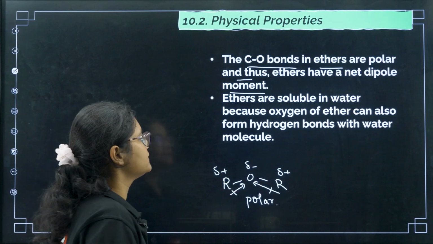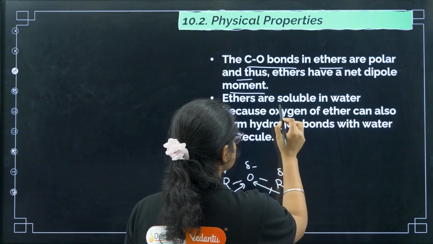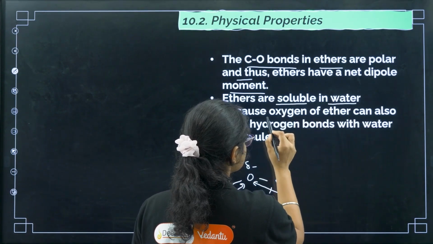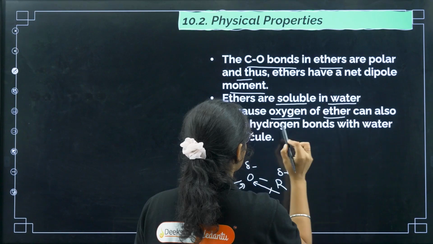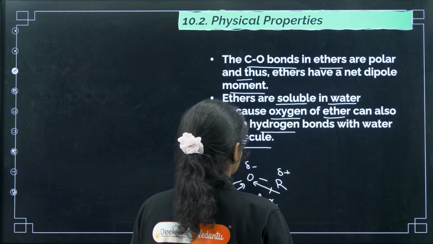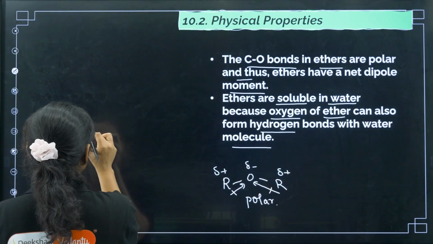Okay, first thing. Second, talking about their solubility. So ethers are soluble in water because the oxygen of the ether can also form a hydrogen bond with the water molecule. Okay, so it exists like this. Suppose this is the ether.